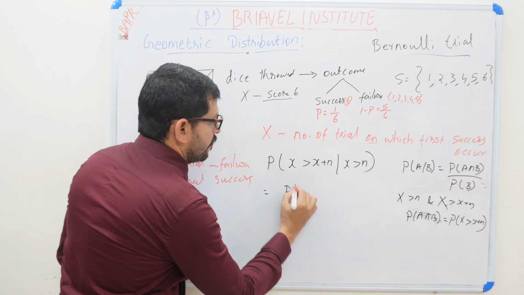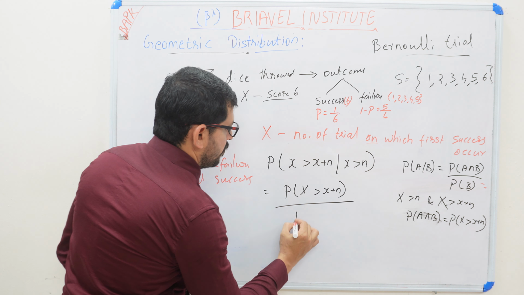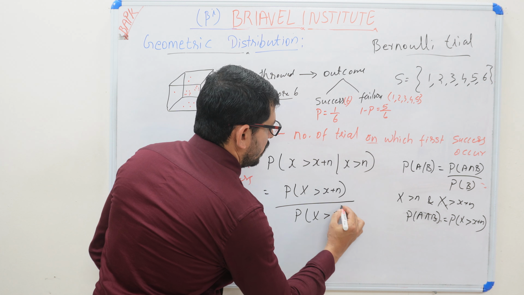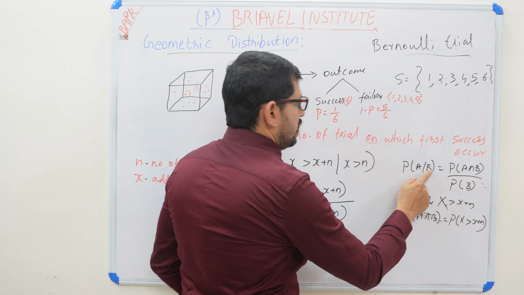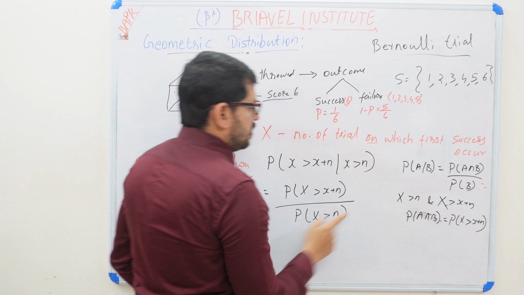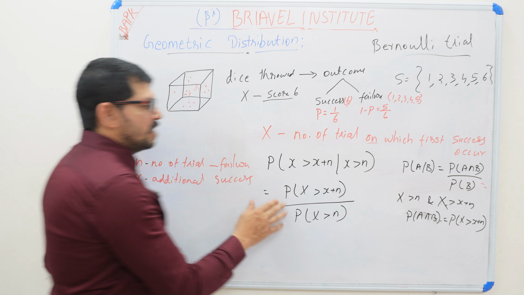The probability of S greater than x plus n, all divided by the probability of S greater than n. So it's the probability of B, here it is S greater than n. So we take S greater than n in the denominator.